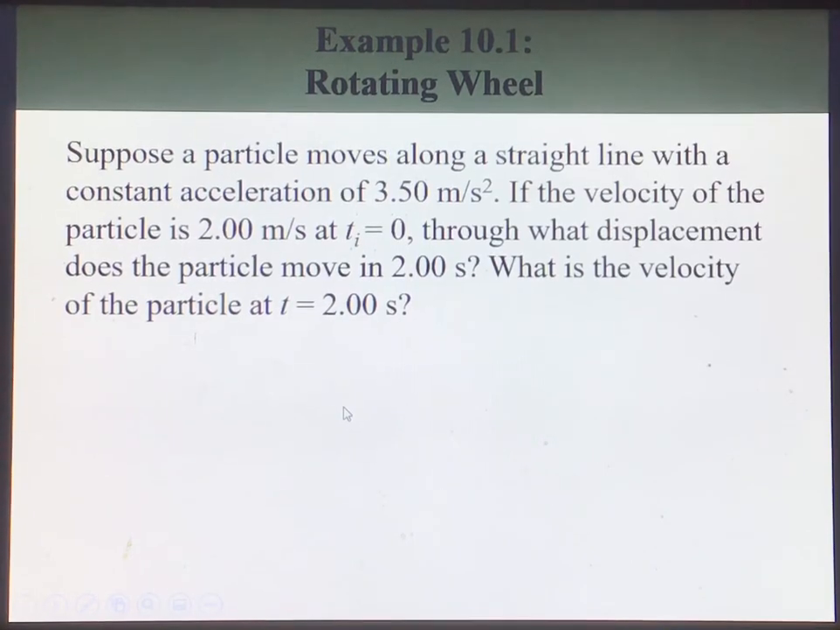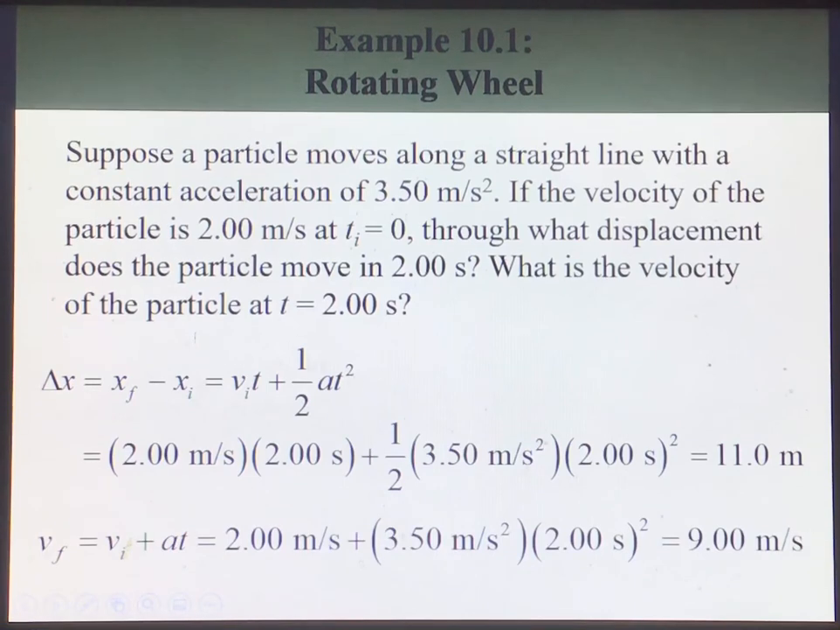Now let's look at this example. It says suppose a particle moves in a straight line with a constant acceleration of 3.50 meters per second squared. If the velocity of the particle is 2.00 meters per second at t equals 0, through what displacement does the particle move in 2.0 seconds, and what is the velocity of the particle at t equals 2.00? This is the problem that we've solved already in chapters 2 and 3. If you plug in the values here, you calculate your delta x and your v final as 11.0 meters and 9.00 meters per second.